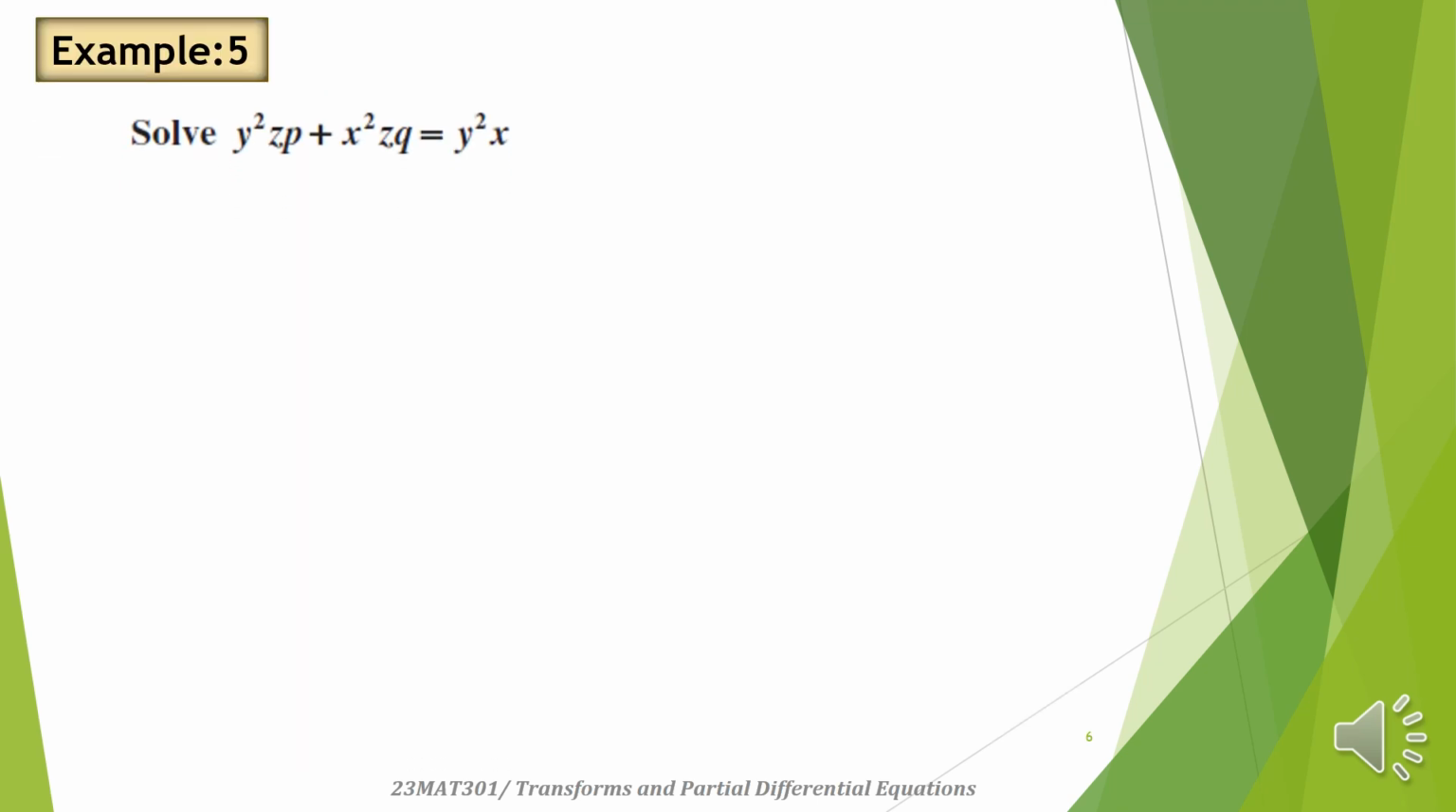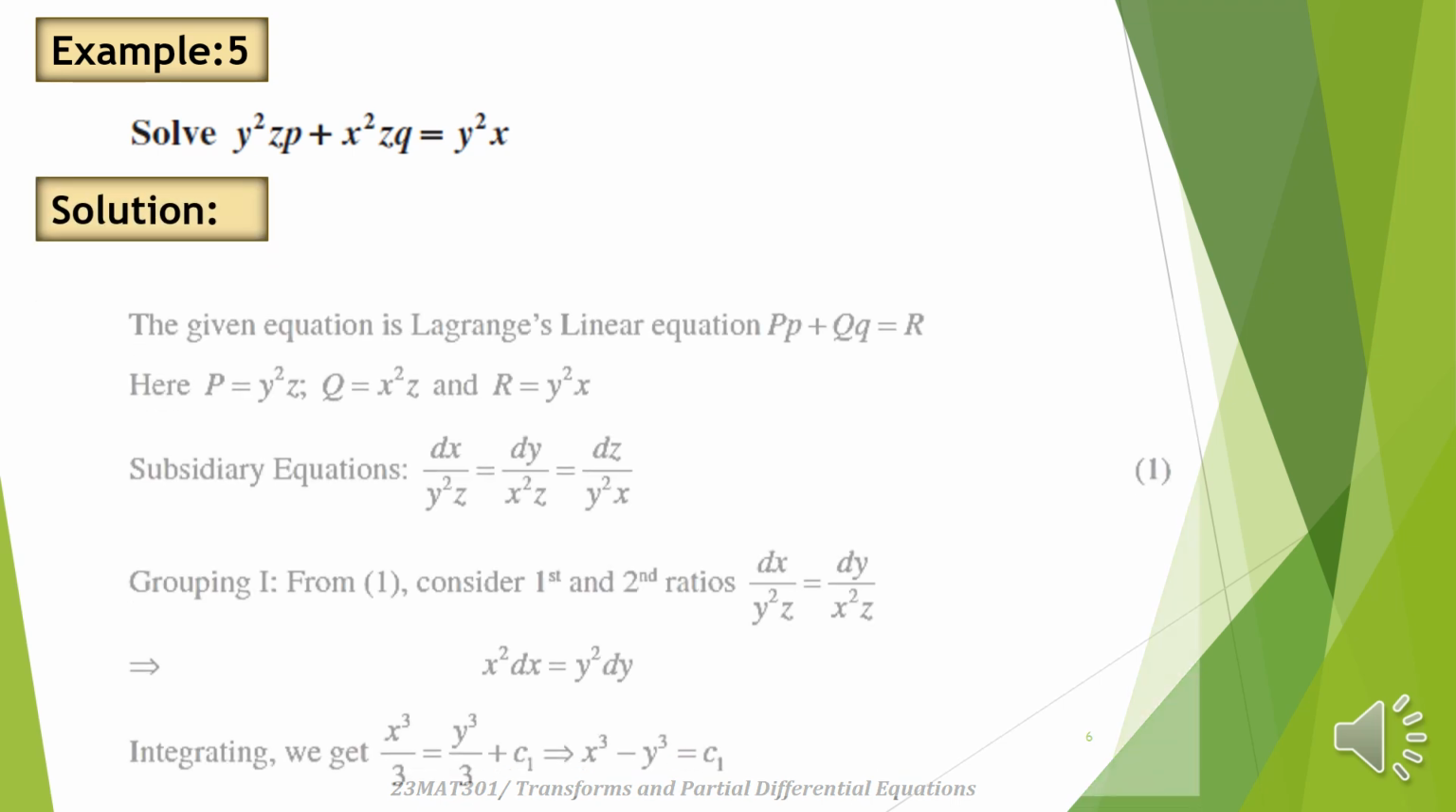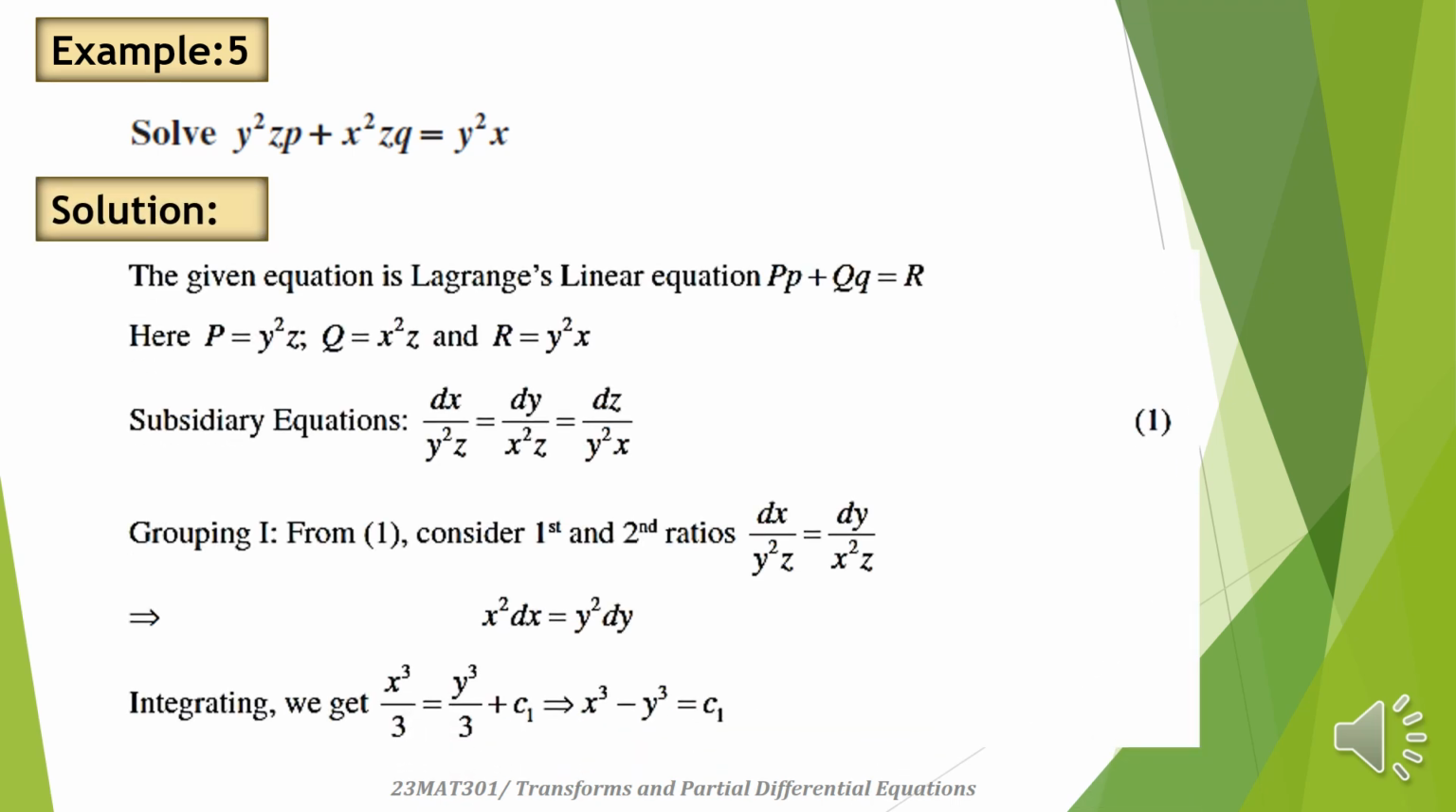Next question, y square z p plus x square z q is equal to y square x. Capital P is equal to y square z, capital Q is equal to x square z, and R is equal to y square x. Next form the subsidiary equation: dx by P is equal to dy by Q is equal to dz by R.